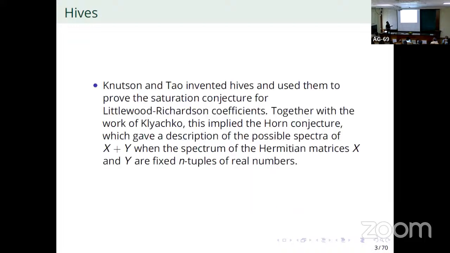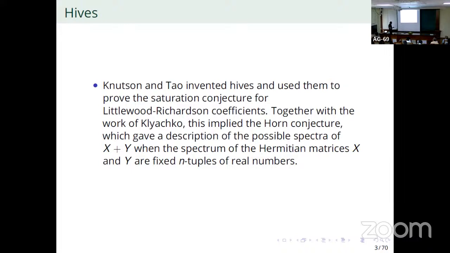So Knutson and Tao invented hives and used them to prove something called the saturation conjecture for Littlewood-Richardson coefficients. Together with the work of Klyachko, this implied the Horn conjecture, which gave a description of the possible spectra of x plus y, where x and y are Hermitian matrices with spectra lambda and mu.